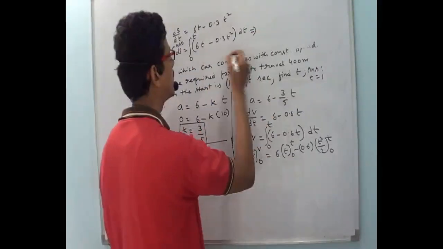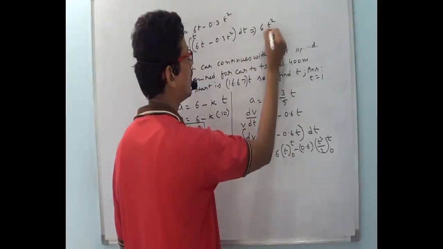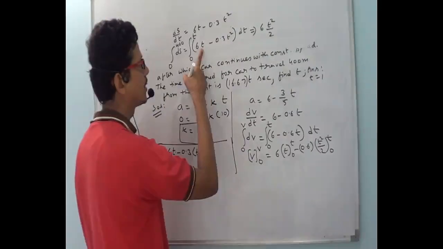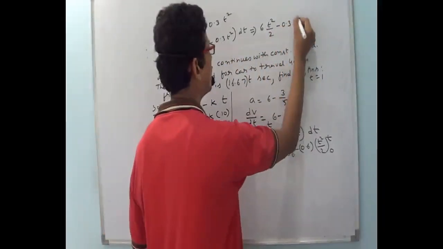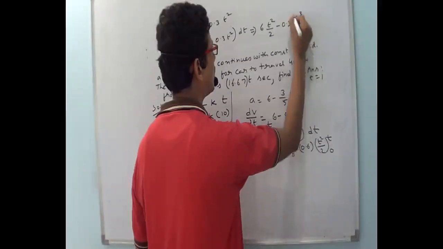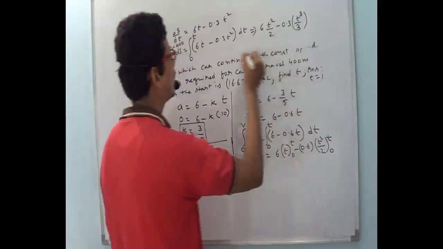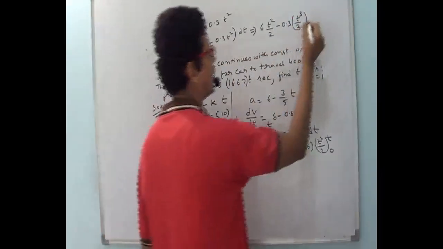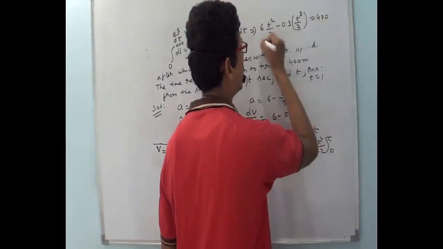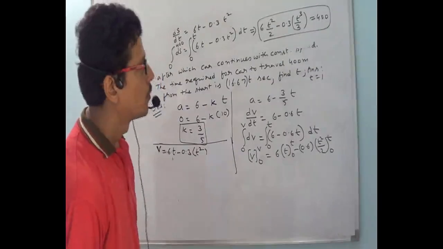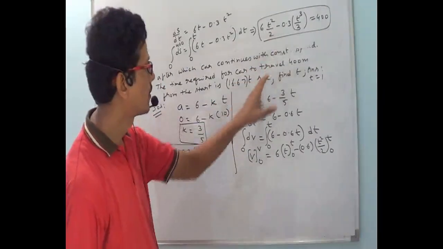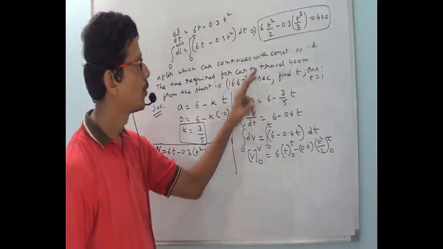So this I will get as 6t square by 2. The integral of t dt is t square by 2 only, right? Minus 0.3 t cube by 3 is equal to 400. You have to solve this equation, okay? And then you will find the answer as 16.67. Note down this.